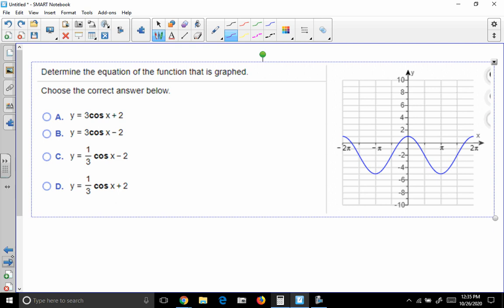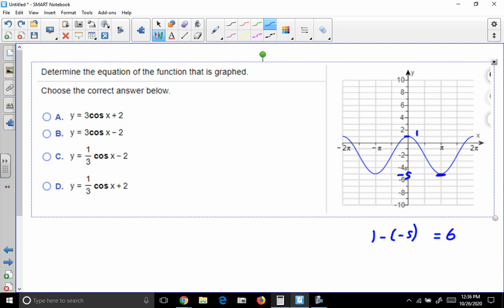Here they give us a graph, and they want us to take the graph and determine the equation of this graph. So we need to know a couple things. We need to know the amplitude, the period, and the shifts. The first thing I like to do is figure out where equilibrium is. Well, if this is up 1, and then the trough is down 5, from 1 to -5, the distance, remember to get distance, we take the difference. 1 minus -5 is 6.